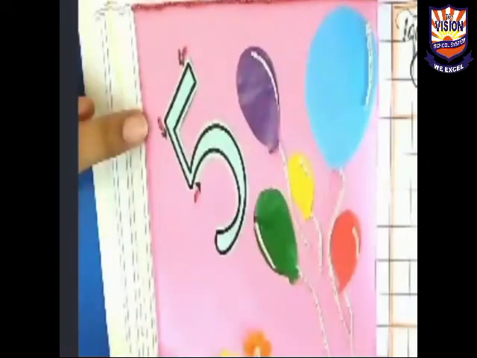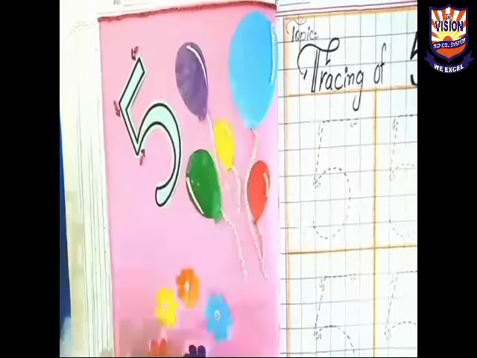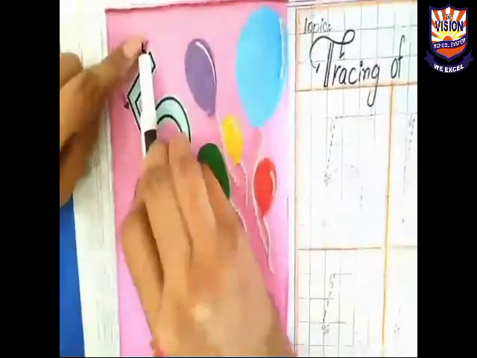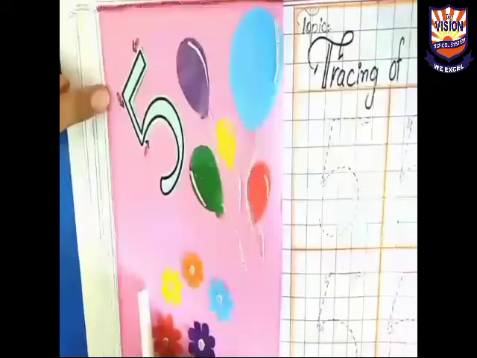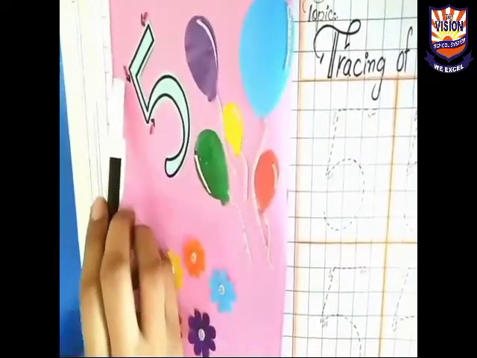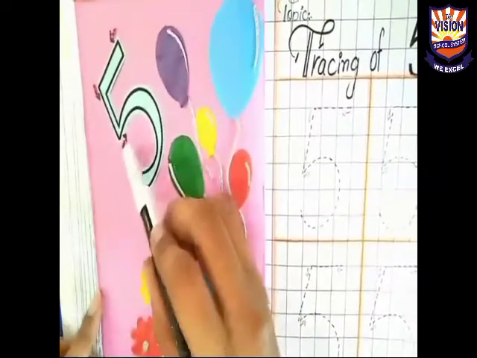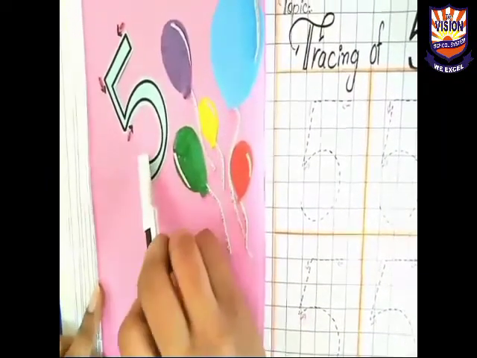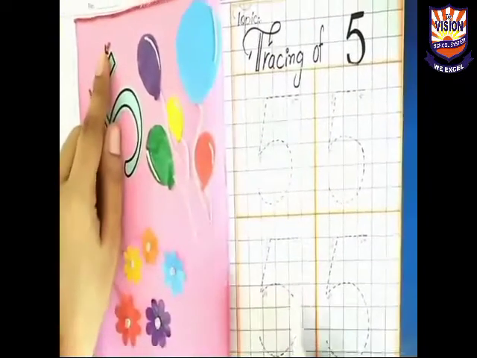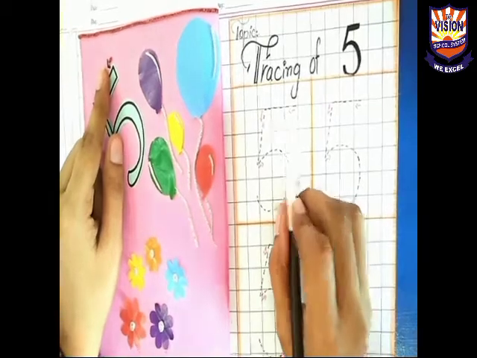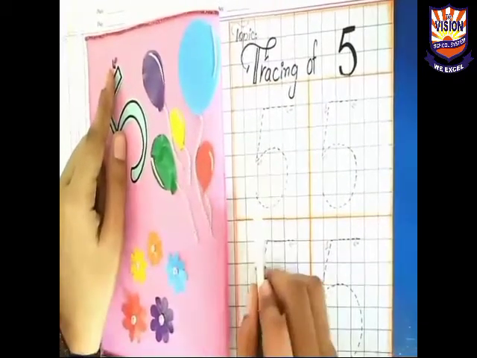Look at here. Here are 3 arrows. These 3 arrows are showing how to write number 5. Look at here. The first arrow shows make one straight line, and the second arrow shows come downside. The third arrow shows make a curve. By using the arrows pattern, we can easily trace or write the number 5. This arrow shows make one straight line, then come downside and make curve.